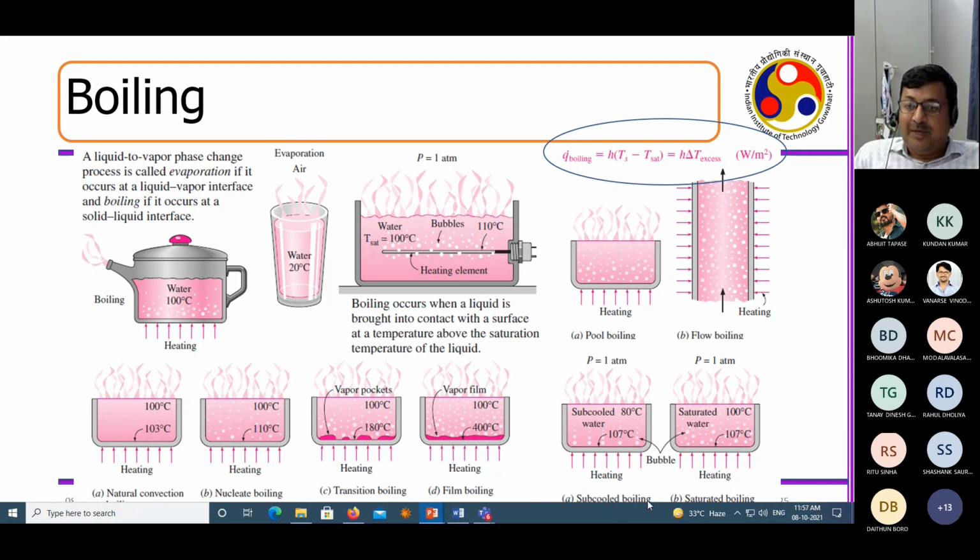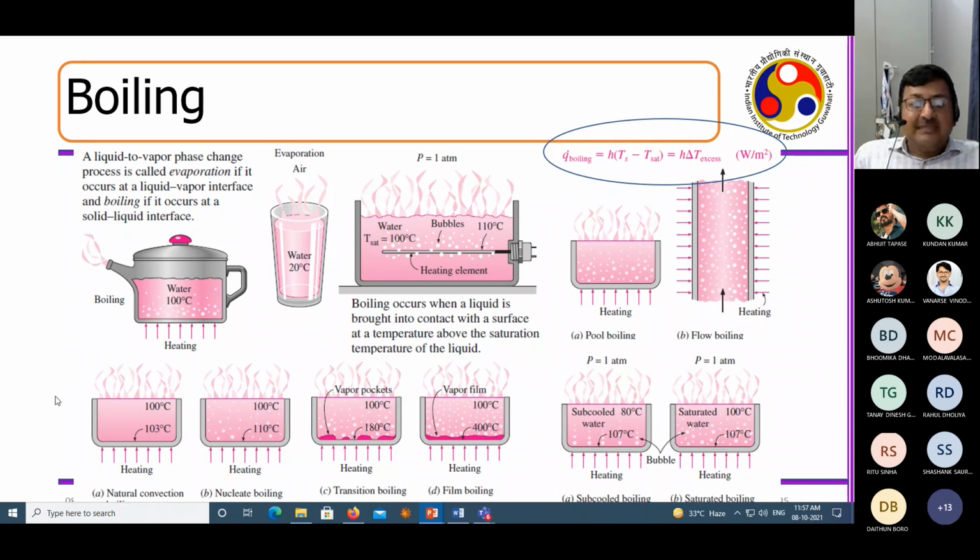One is called subcooled boiling. That means you reduce the pressure in such a manner that it boils below its boiling point. Suppose water boils at 100 degrees, right? But if you reduce the pressure, say if you go to high altitude, you may see that it is boiling at a lower temperature, right? So that is called subcooled boiling, and the other is called saturated boiling. At 100 degrees only, it is boiling. That is called saturated boiling, right?